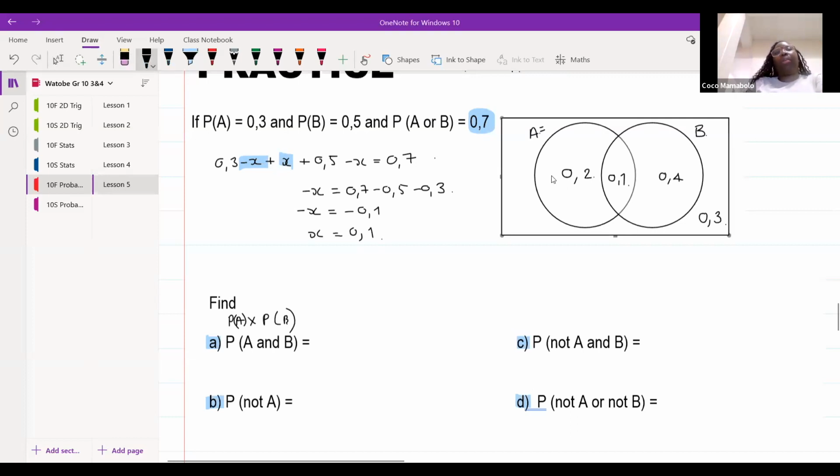Okay. So if we look at the probability of A and B, it's going to be this probability over here because that's the intersection. So the probability of the intersection of A and B is going to be 0.1. Then the probability of not A will be everything that is not A. So it needs to be 0.4 and 0.3, both of those together. The probability of not A is 1 minus 0.3, which should give us 0.7. Well done.